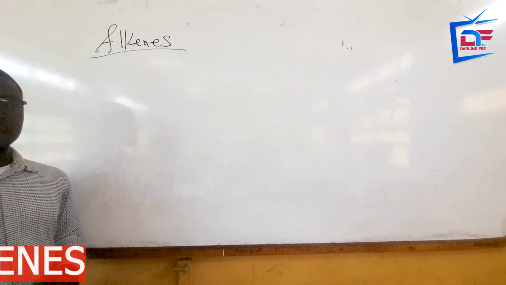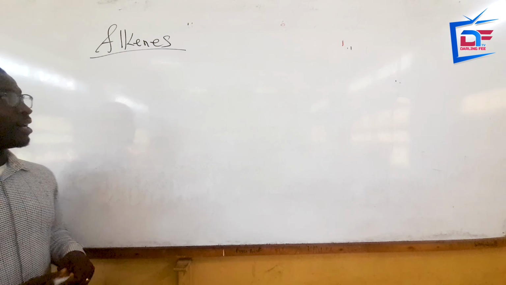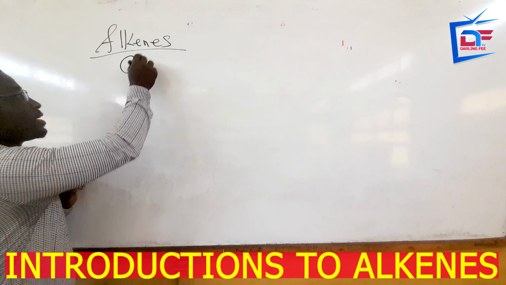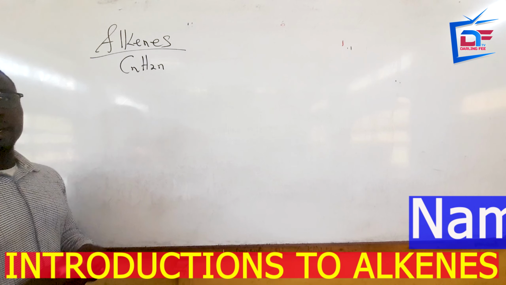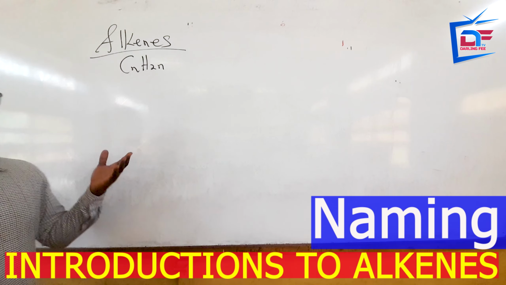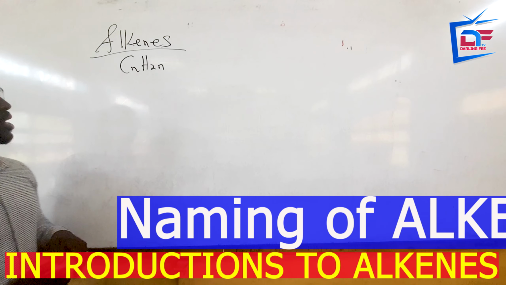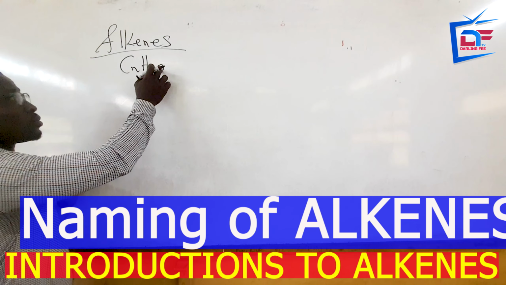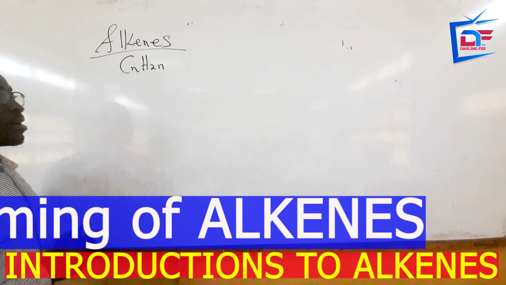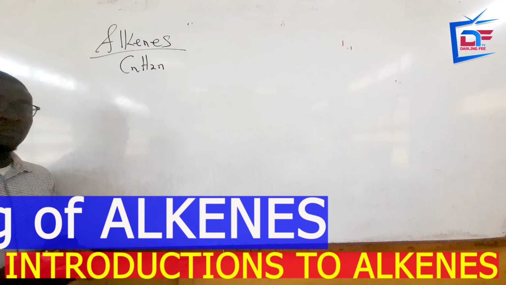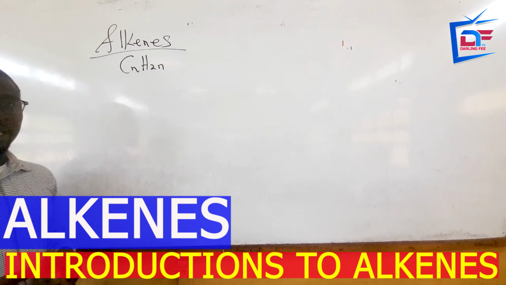Welcome to naming of alkenes. In the previous lesson, we said that alkenes have general formula CnH2n. So for us to know whether the compound given contains a double bond or not, we can apply the formula, which is CnH2n.